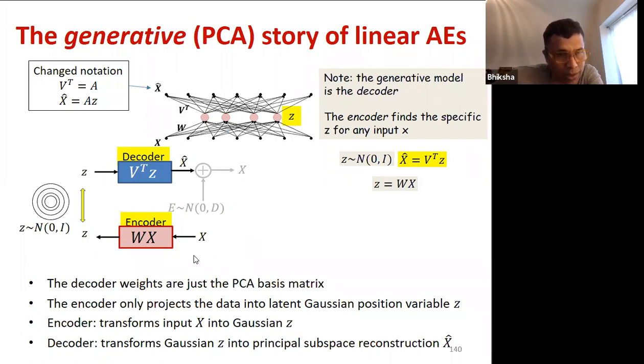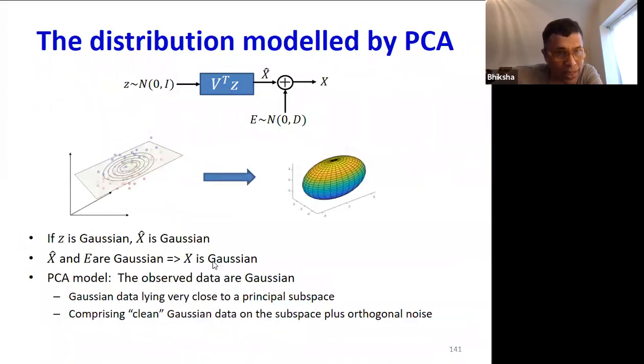So the encoder transforms this input X into a Gaussian variable Z, and the decoder transforms this Gaussian variable Z onto the principal subspace reconstruction. And so because everything is Gaussian, the distribution that PCA models is also Gaussian. You have a Gaussian variable being linearly transformed, you're adding a Gaussian to it. The result is still going to be Gaussian.